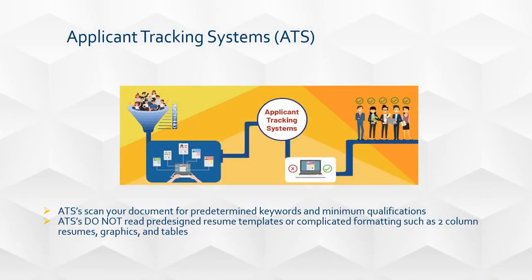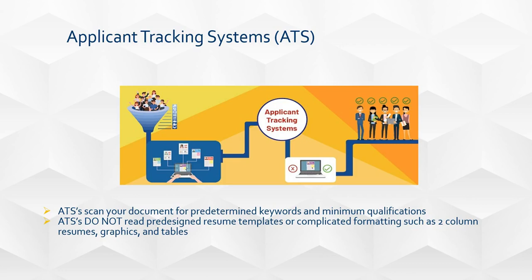Now, I can't talk about resume formatting without also introducing you to applicant tracking systems, or ATSs. So what an ATS is, it's a software system that scans your resume for predetermined keywords and minimum qualifications based off of the job description to determine whether you meet those qualifications. If it determines that you do not, it will put you in the no pile, if you will. And if it determines that you do meet those minimum qualifications, it will pass you on to the hiring team.